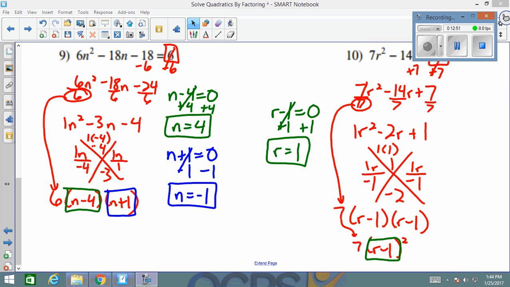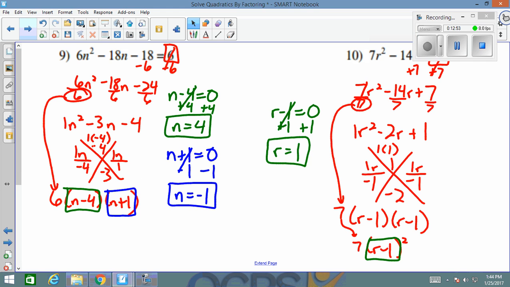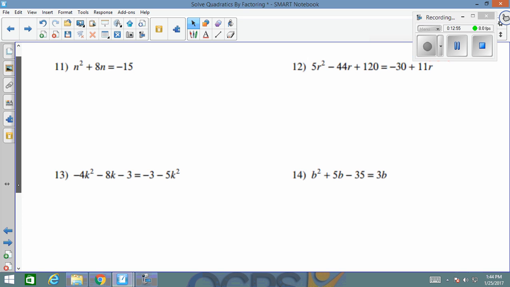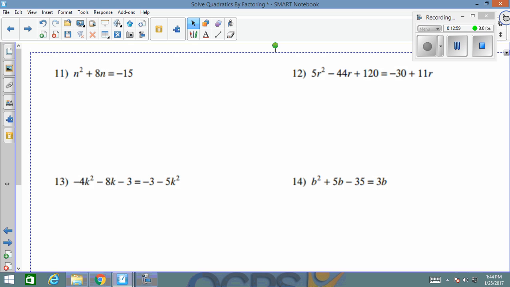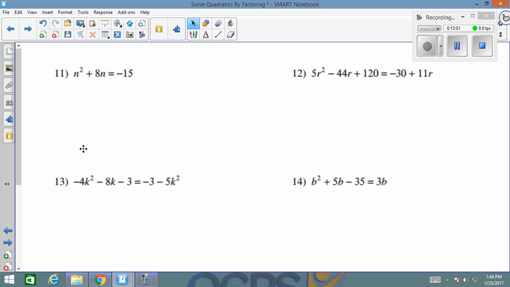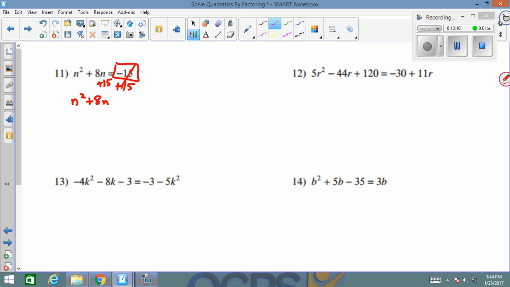Alright, I got 6 more examples on the next page to go over. They get a little bit harder. Okay? So, this one doesn't really get much harder. We're still going to do the same thing. We're going to add 15. And because there's nothing alike over here, it's just n squared plus 8n plus 15.